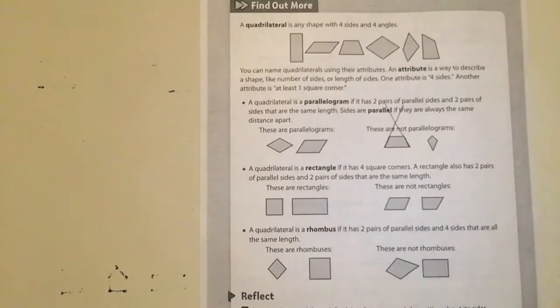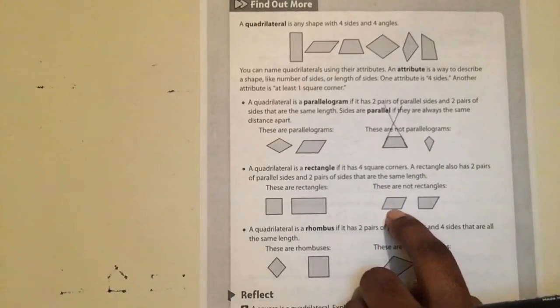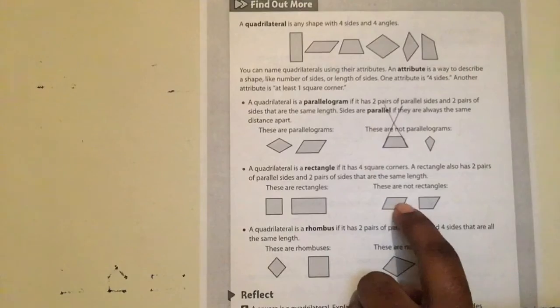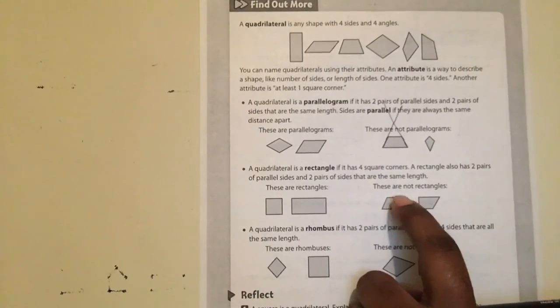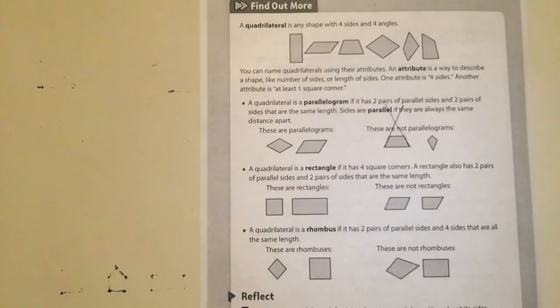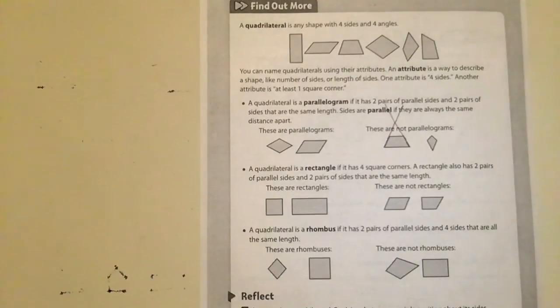These are not rectangles. Now, even though this side is equal to that one, and this side is equal to this one, it doesn't have the 4 square corners. It's got to have 4 square corners. This one has 1 square corner right here, but opposite sides are not parallel and equal.